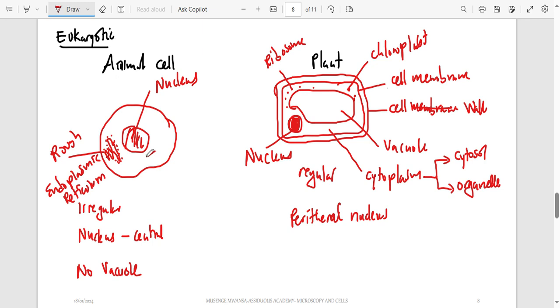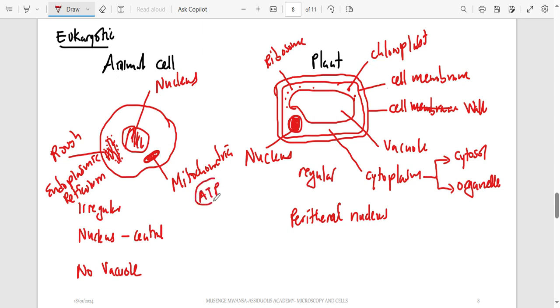You also see organelles which are like this. They are more cylindrical. These are known as the mitochondria. The mitochondria is used to make energy. So it's called the powerhouse of the cell. It makes energy for the cell. The energy is made in the form of ATP.